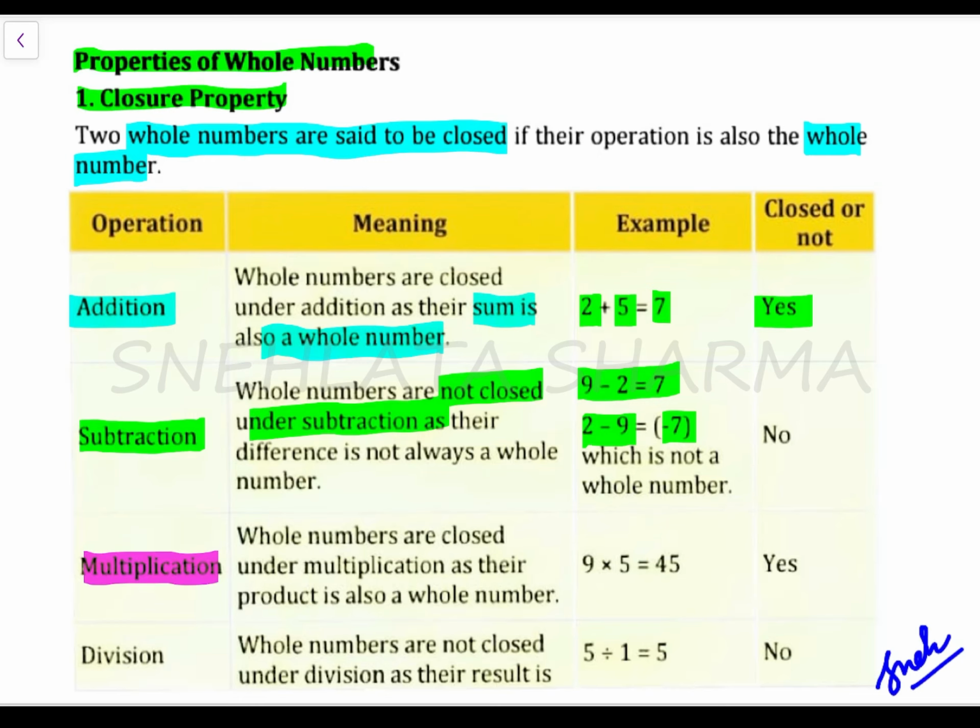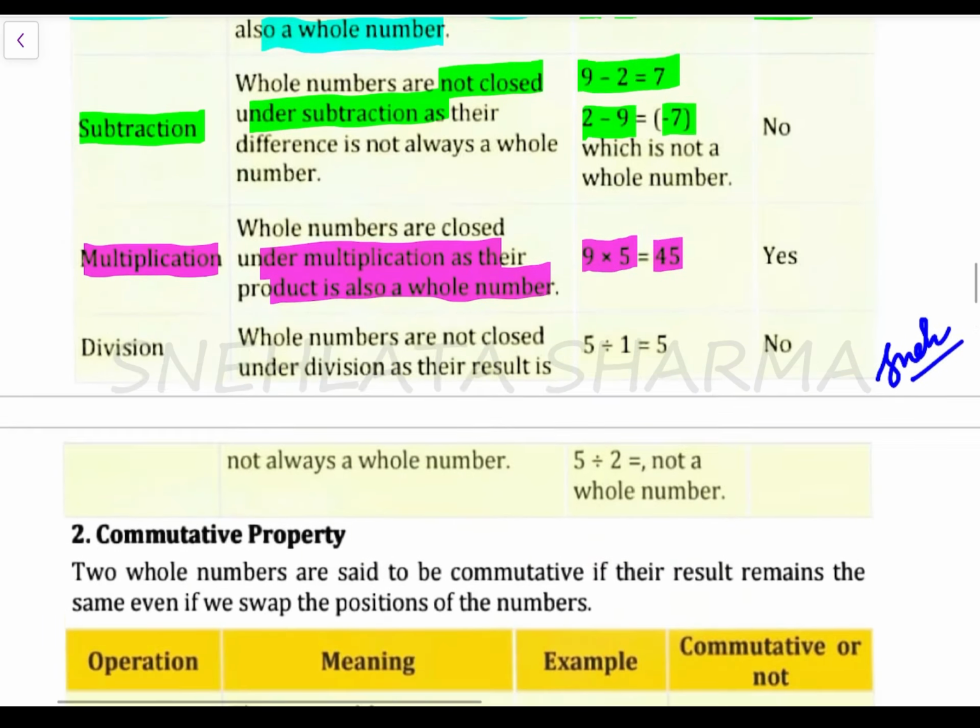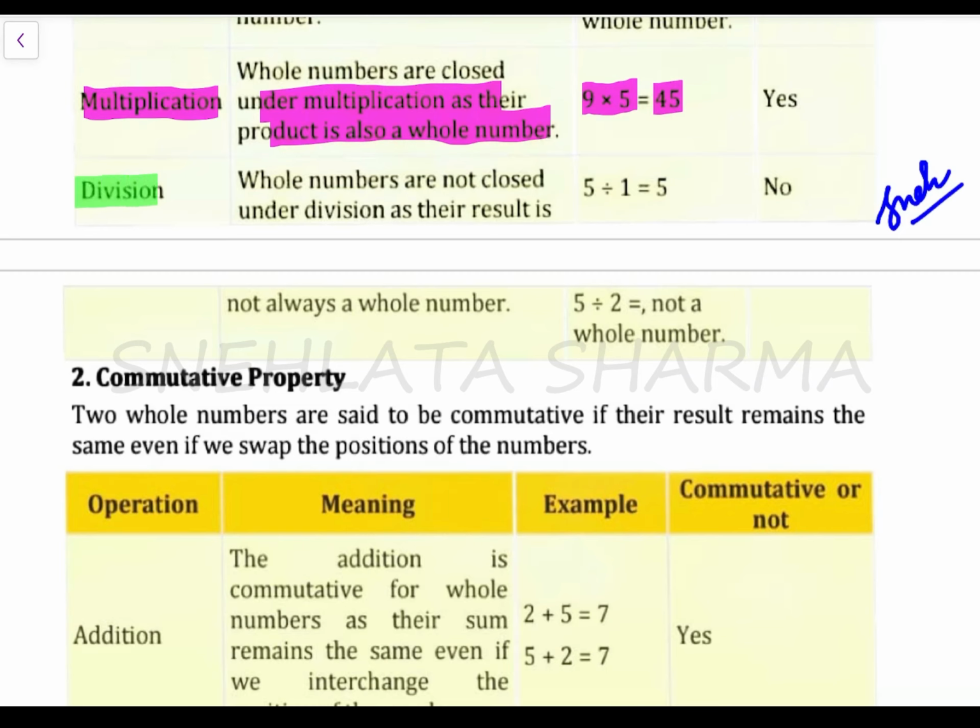For multiplication, again we will take an example. For example, if we need to multiply 9 by 5, the product is 45, which is again a whole number. So we can say that whole numbers are closed under multiplication as their product is also a whole number. Now the next operation, division. For division, whole numbers are not closed as their result is not always a whole number.